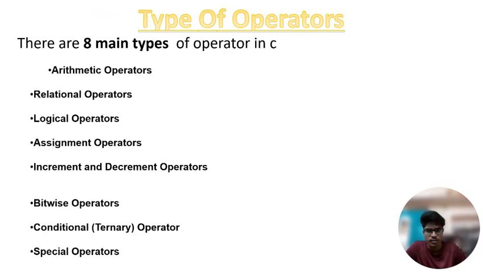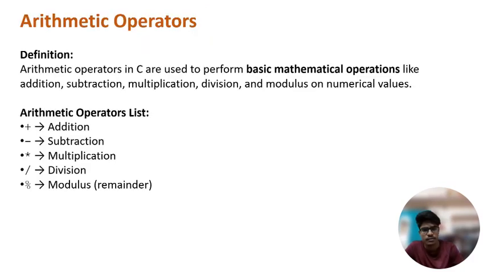Types of operators. There are 8 types of operators in C. Number 1, arithmetic operators. Number 2, relational operators. 3, logical operators. Number 4, assignment operators. Number 5, increment and decrement operators. Number 6, bitwise operators. Number 7, conditional or ternary operator. 8, special operators. We will discuss arithmetic operators.